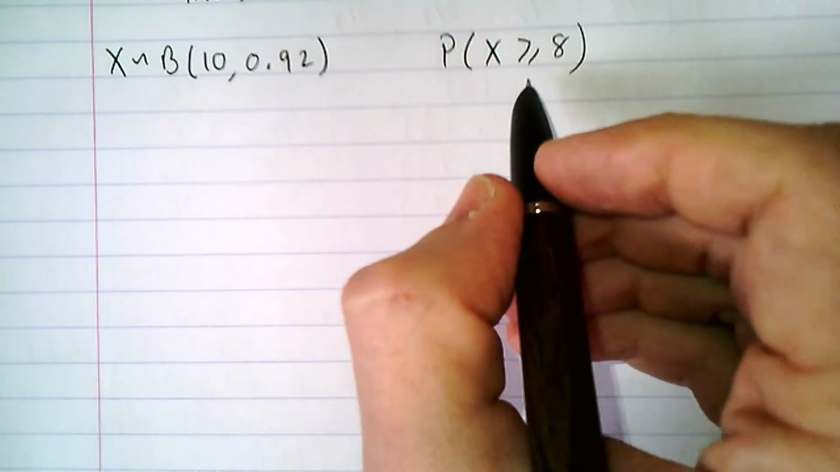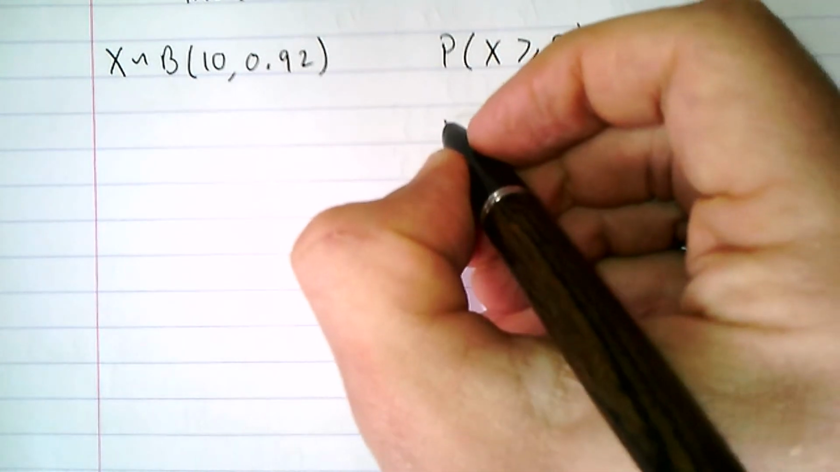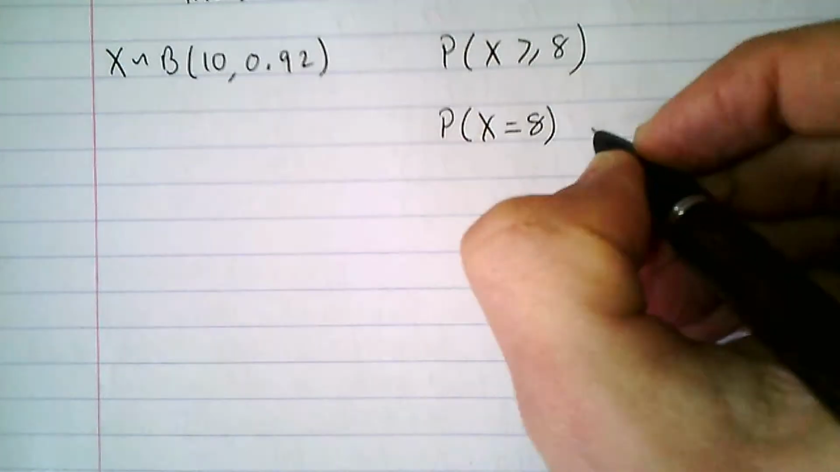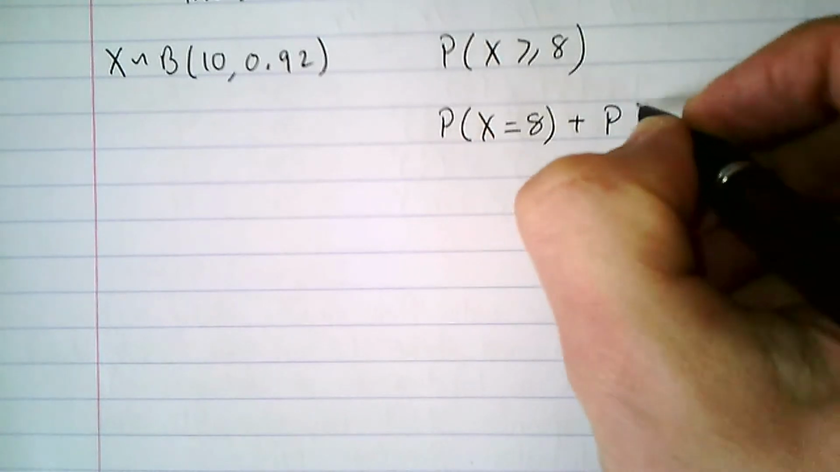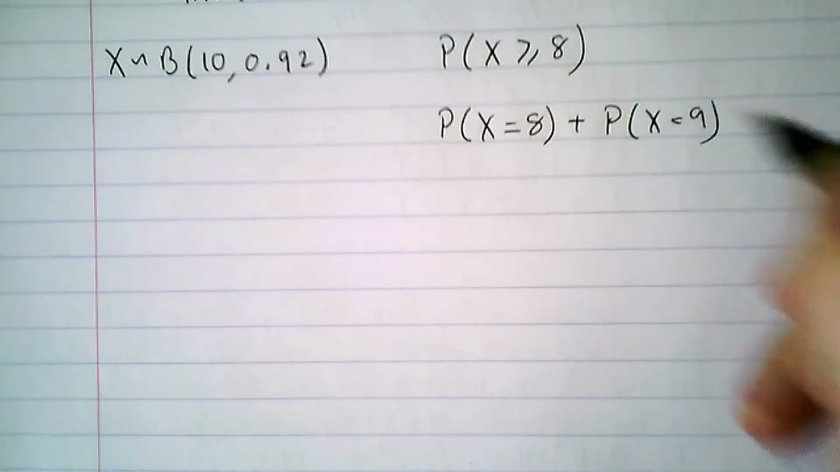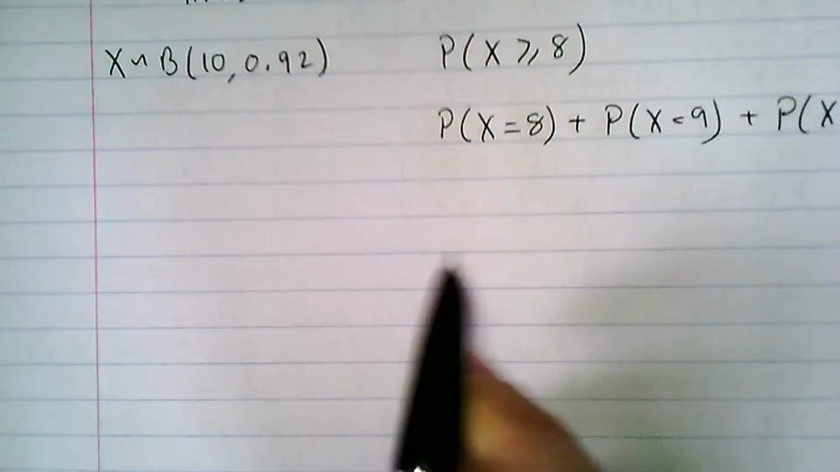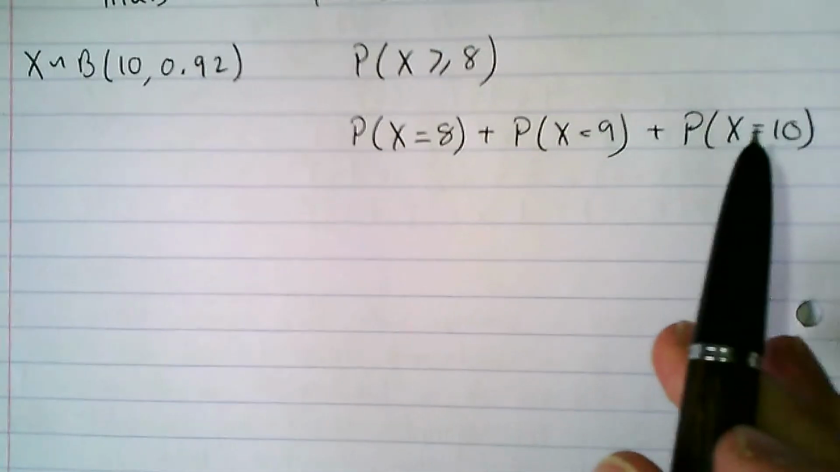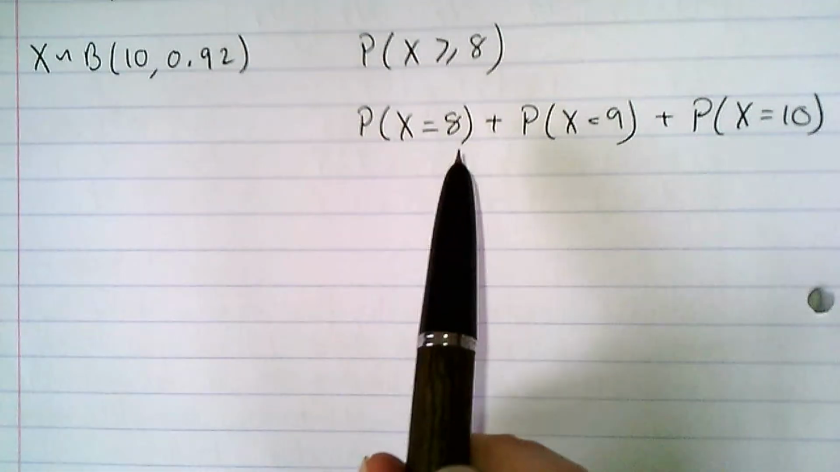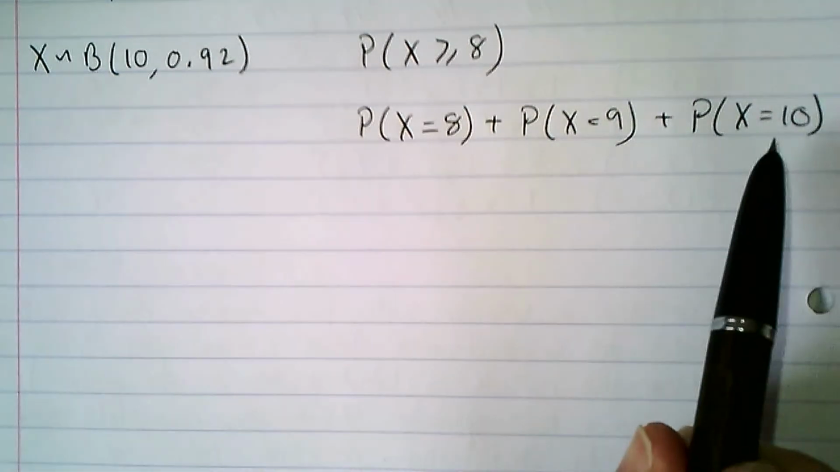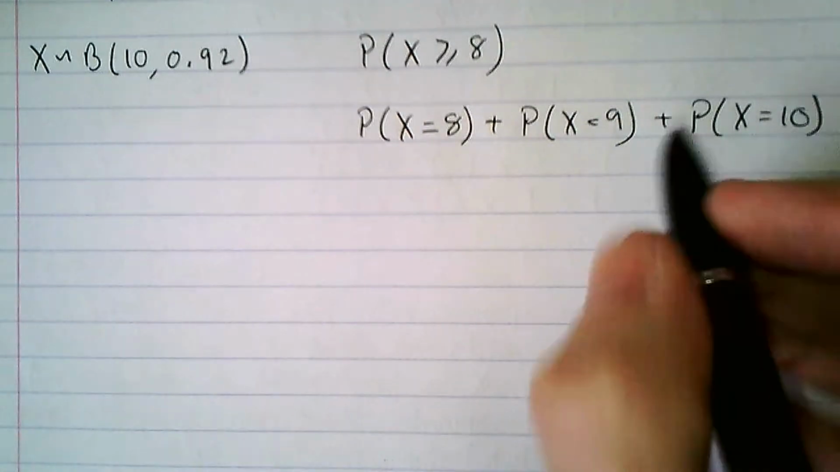So here the probability that x is greater than or equal to 8, that is the probability that x equals 8, and the probability that x equals 9, and the probability that x equals 10. So here I'm interested in it being successful for 8 people or 9 people or 10 people, and I want to add these three things together.